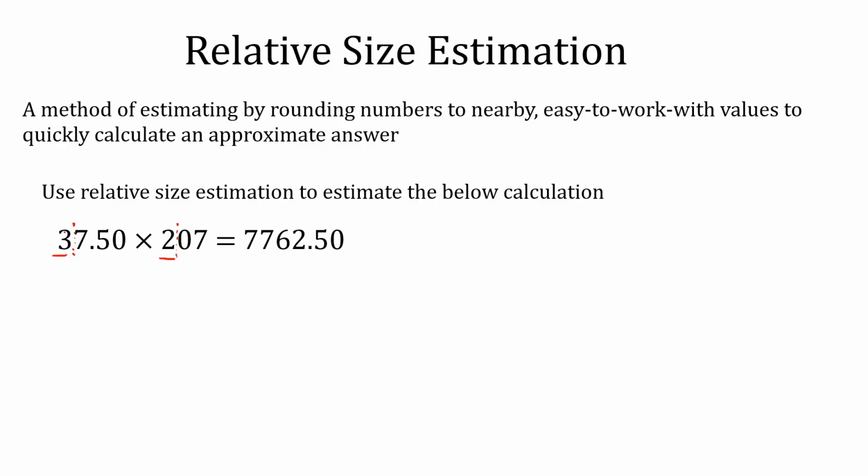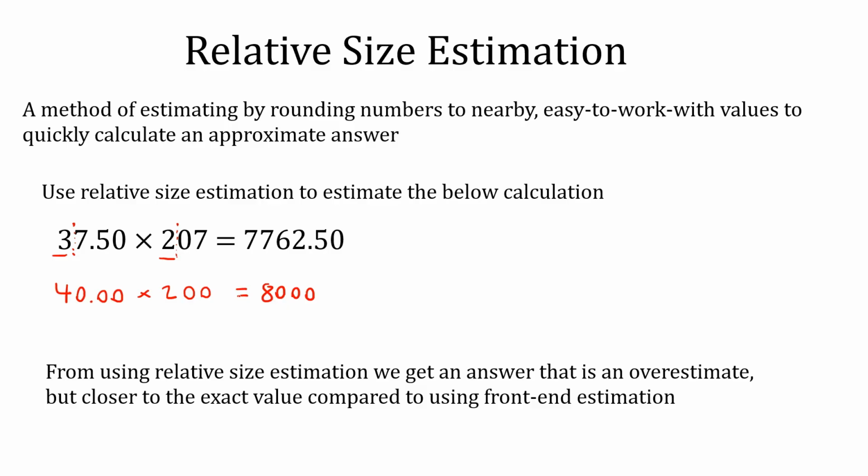So in this case, 7 rounds the 3 up because 7 is greater than 5. So I simply have 40 here. And here I have 200, because 7 is less than 5... rather, the digit 0 is less than 5, so it just rounds down. So I'm just going to have 200. So I simply have 40 times 200, which should be 8,000. Now, the 8,000 is closer than the 6,000 that we got from front end estimation. So technically our relative size estimation is a lot closer. So if we're using relative size estimation, we get an answer that is an overestimate, but closer to the exact value compared to using front end estimation.